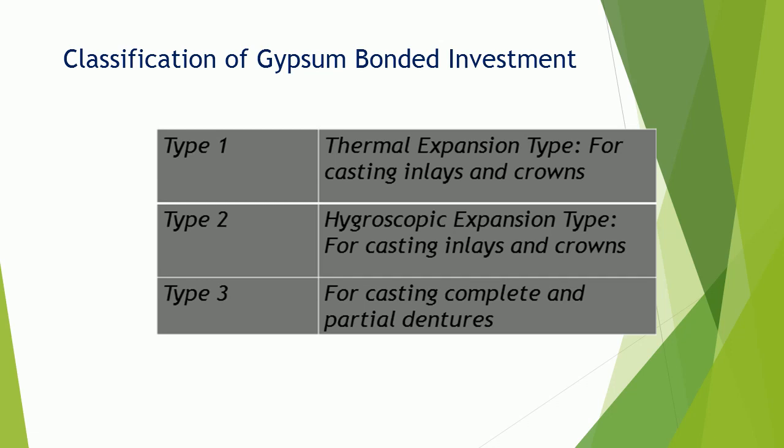So let's move on to the classification. It is classified according to three types. Type 1 is based on thermal expansion, and it is used for casting inlays and crowns. Type 2 is based on hygroscopic expansion, and this is also used for casting inlays and crowns. And type 3 is for casting complete and partial dentures. So this classification is based on the types and its use, and this is very important and frequently asked in your exam.